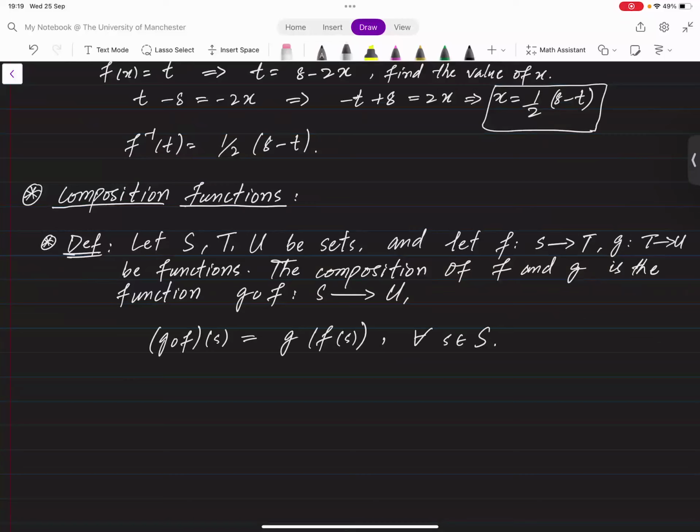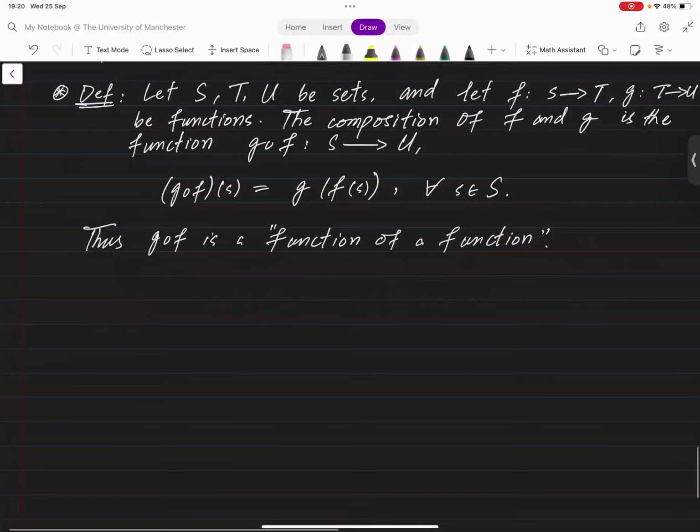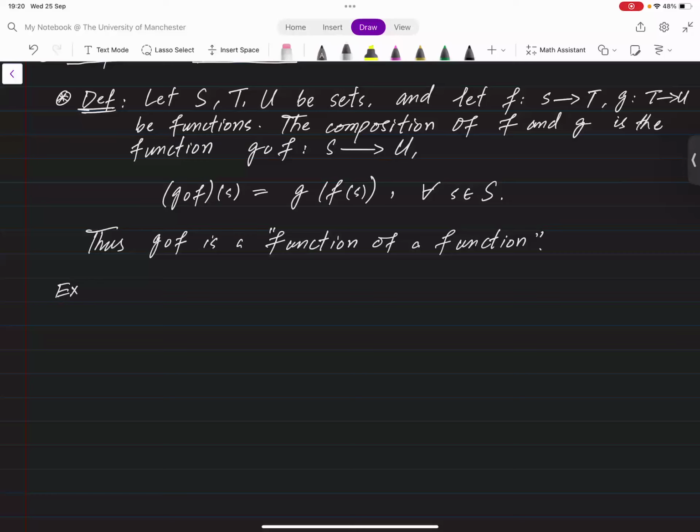So you can say g of f is a function of a function, which is a phrase you may have seen before. It's a function of a function. Okay, perfect. Let's illustrate it with an example.